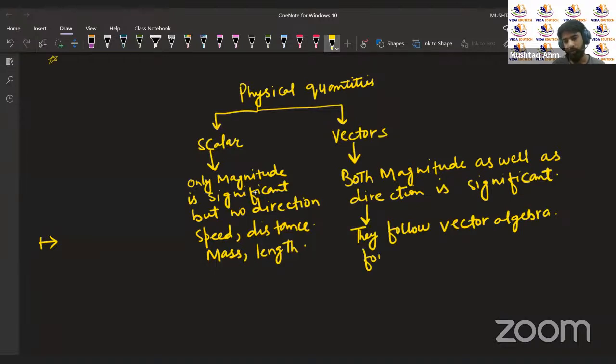For example, velocity is a vector. Force is a vector. Momentum is also a vector. So these are some examples of vector quantities. In case of all these quantities, velocity, force, momentum, we'll not add them according to normal algebraic addition or subtraction. We'll be following the vector laws of addition and subtraction.